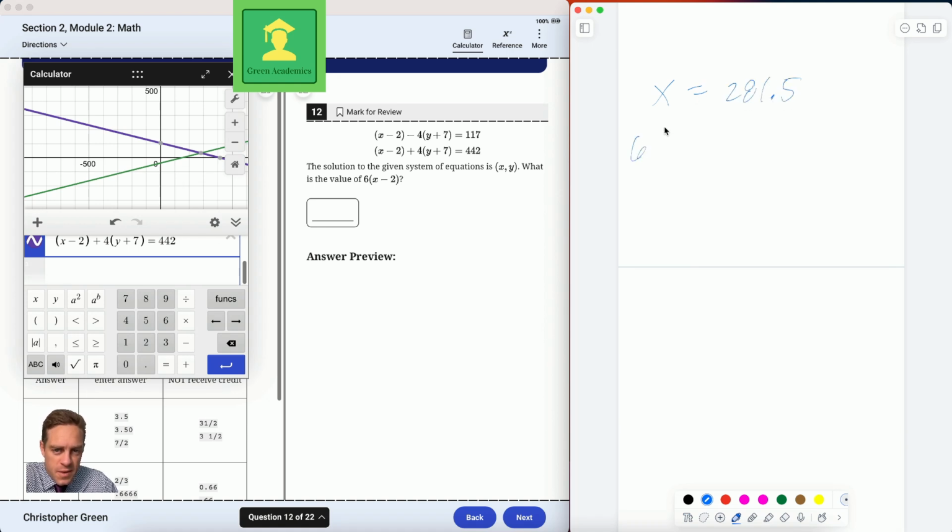Okay, which means that this is this, which I can just hit on the calculator, right? So 281.5 minus 2 multiplied by 6, yeah, is 1,677.